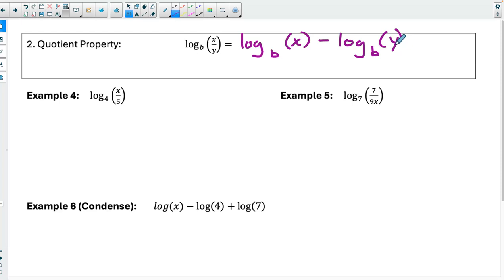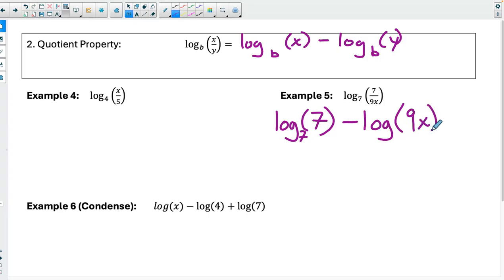I'll do example 5 again. So if I'm writing this out, this is where it gets a little bit tricky. We have 2 options that could happen. My first option is going to be to write it like this. Log base 7, argument 7, minus log 9x. This is where it splits, and you can choose however you want to write this. The method that I prefer is to simply take everything in the denominator and put a big bracket in front of it. And I do that because that minus sign is screaming, this all goes in my denominator.